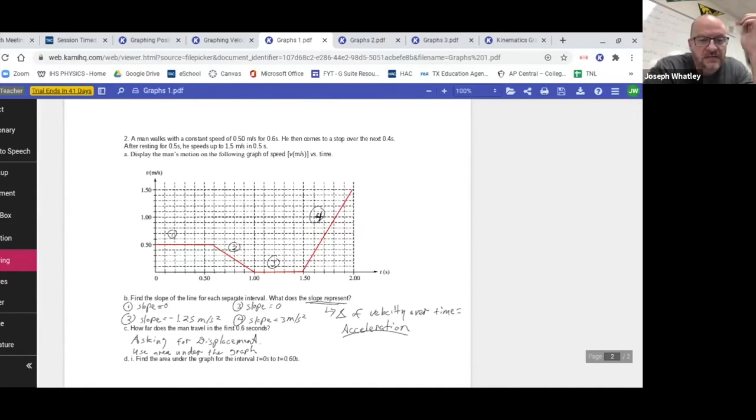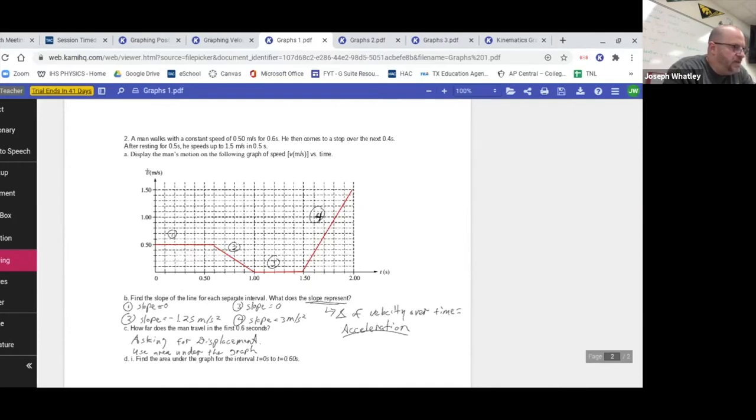Okay, and then C, how far does the man travel in the first 0.6 seconds? Here it's asking us for the displacement, right? How far is he traveling in that amount of time? There we want to find the area under the graph. We want to take this 0.6 seconds right here, all the way to 0, and get the area under the graph, which would be a rectangle. The area under the graph gives us displacement.